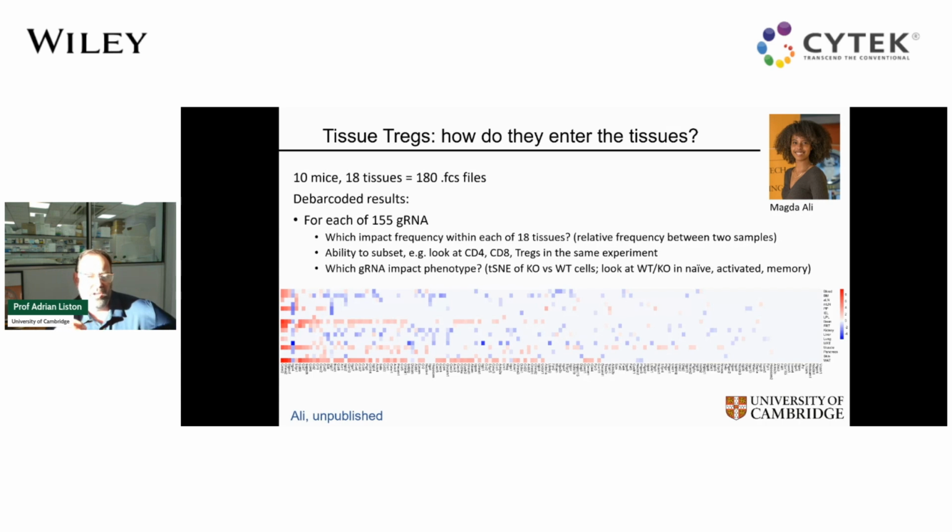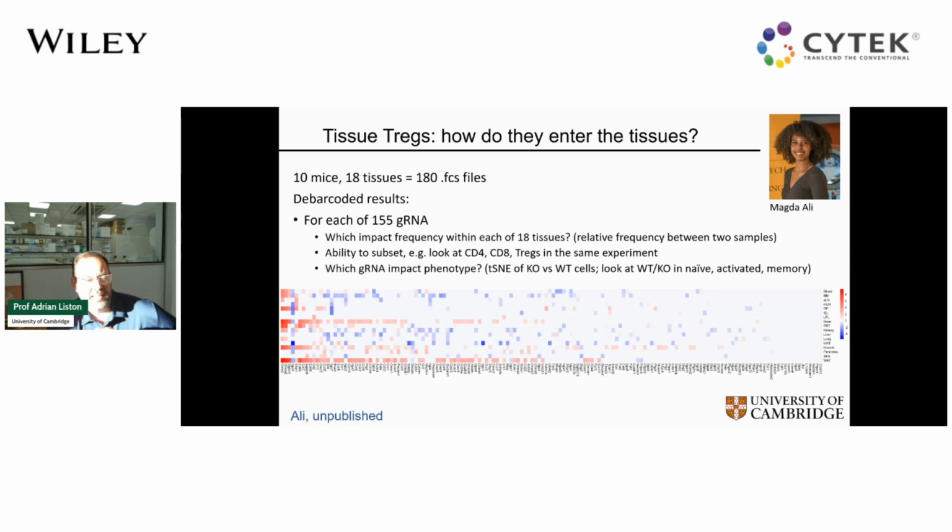And this is simply by looking at the frequency of the code being detected between two samples, say the spleen and the lung. We can also ask questions like, do different subsets use different molecules? We can look at CD4 T cells, CD8 T cells, Tregs, all in the same experiment. We just gate a different population and then look at the barcode frequency within that population.